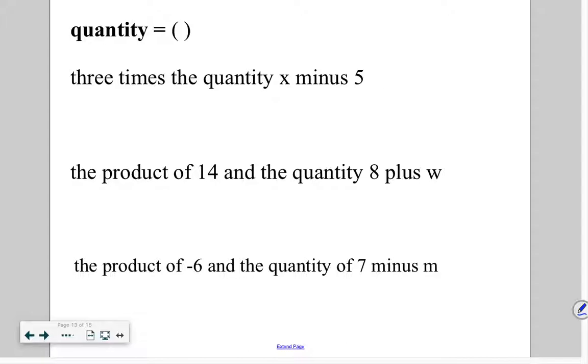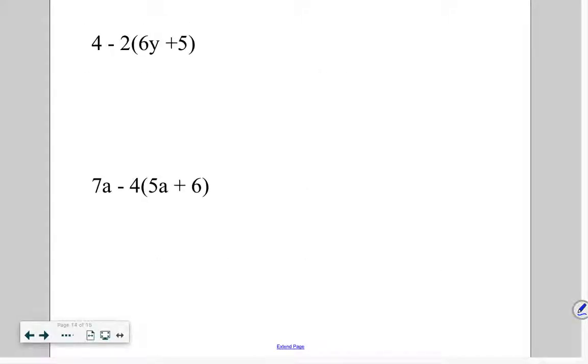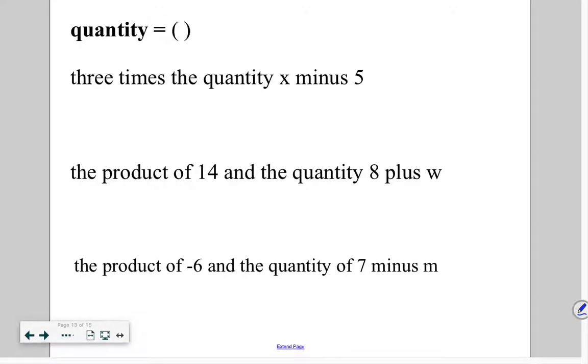When you see the word quantity, did I miss a couple questions? Okay, hold on for just a second. Oh, there they are. Okay, we're coming back to them. Quantity. When you read the word quantity, quantity means parentheses. And then as soon as you say quantity, everything you say after that goes inside of those parentheses.